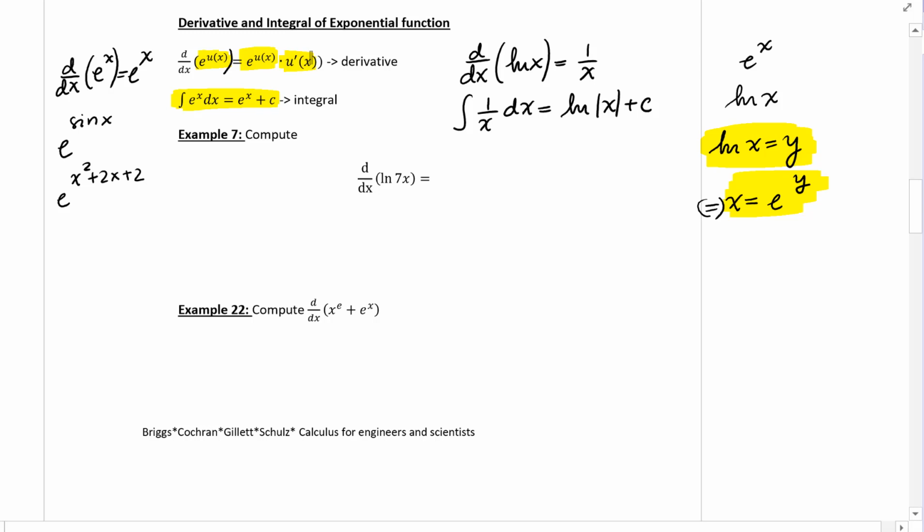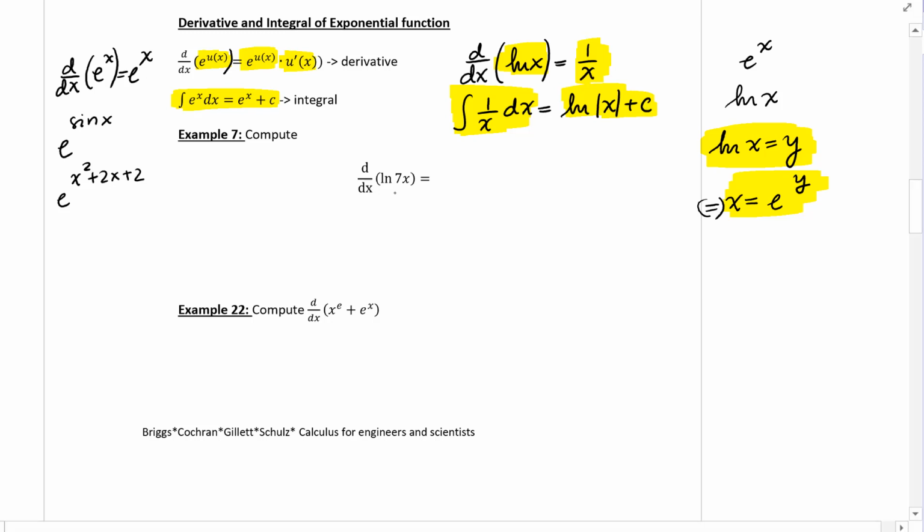And two more formulas. The derivative of ln of x is 1 over x, and the integral of 1 over x dx is ln of absolute value of x plus c. So let's do a few problems.